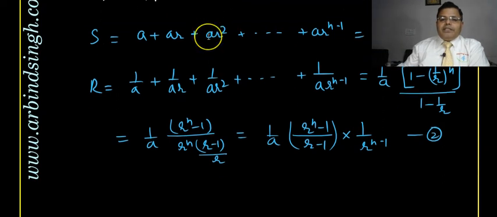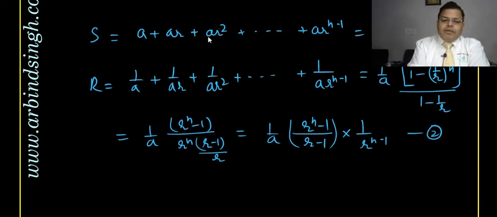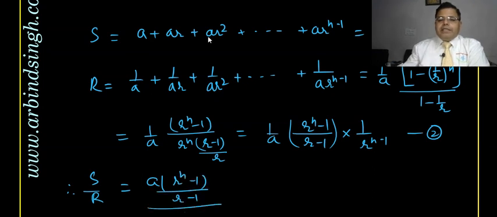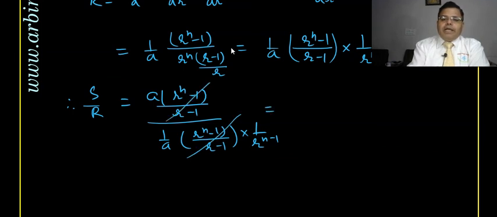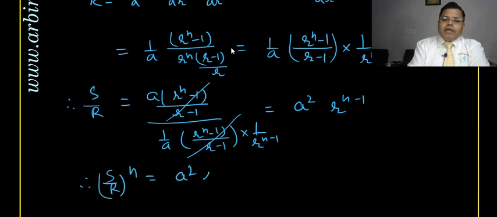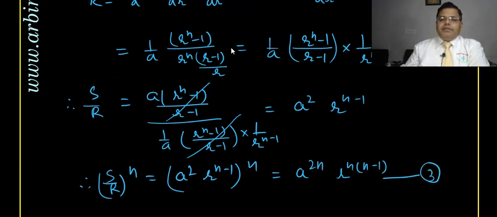So if I do S by R, what will happen? S by R is equal to S, which is a into (r to the power n minus 1) upon (r minus 1), and R is nothing else but 1 by a into (r to the power n minus 1) upon (r minus 1) into 1 upon r to the power n minus 1. So these two cancel out, and a will come in the numerator. It will be a square and r to the power n minus 1. Therefore, (S by R) to the power n will be (a square r to the power n minus 1) whole to the power n. That will be a to the power 2n r to the power n into (n minus 1). This is the third equation.